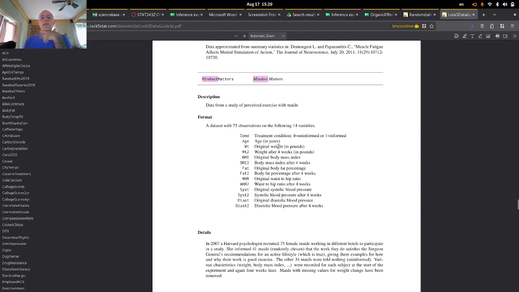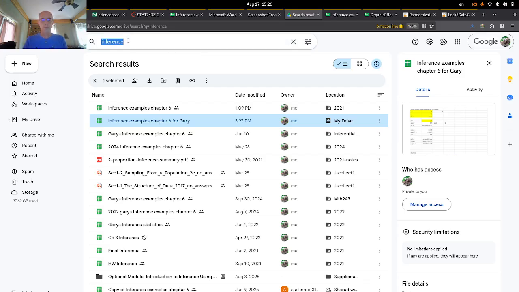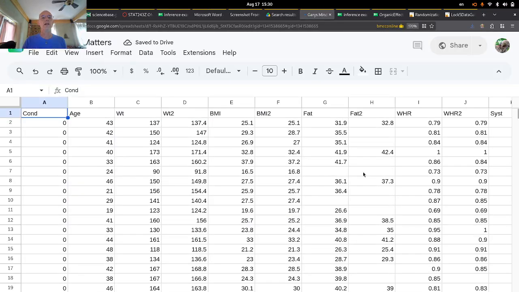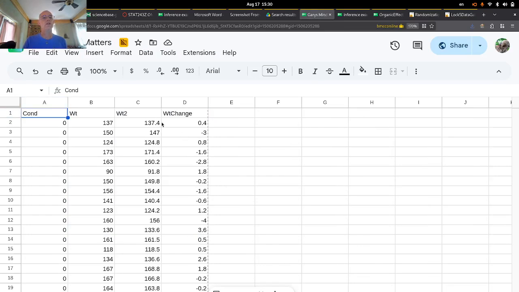All right, so we have weight, their original weight, and then we have their weight later. So the weight change is the difference. So probably their new weight, weight 2 minus weight 1. All right, let's confirm that. Here's the Mindset Matters original data set. Weight change, I got that over here. So if we take weight 2 minus weight 1, then we should have a 0.4. Make sure of the order I did that. Yeah, weight 2 minus weight 1.